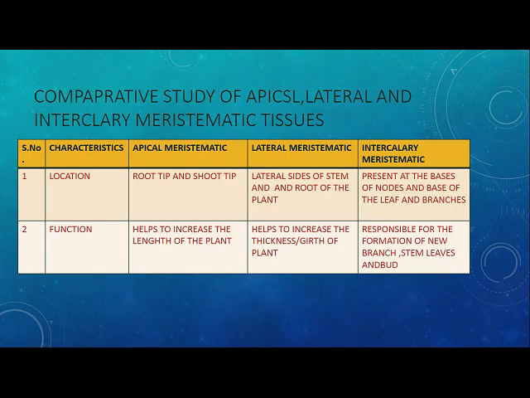Now let us go to a comparative study of the apical, lateral and intercalary meristematic tissue, and where they are located. Apical on the root tip and the shoot tip, lateral on the sides of the stem and the root, intercalary at the base of the nodes and the base of the leaf and the branches. Function of apical is to help increase the length of the plant. Lateral is responsible for increase in the thickness or the girth of the plant, and intercalary is responsible for the formation of new stem branches, the leaf and the new bud.